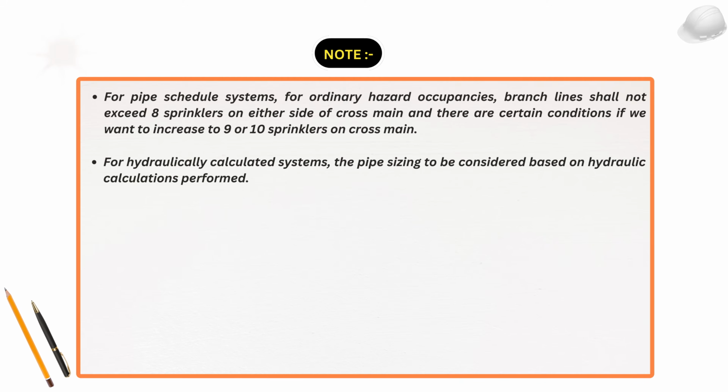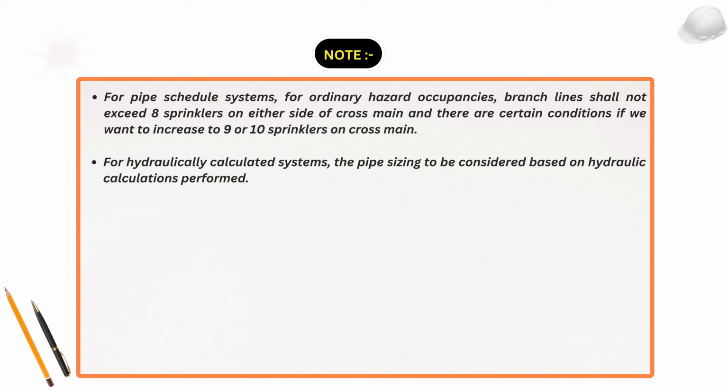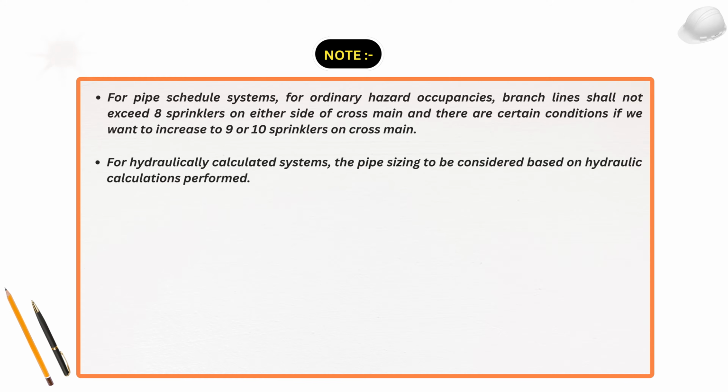Please note, for pipe schedule systems, for ordinary hazard occupancies, branch lines shall not exceed 8 sprinklers on either side of cross main, and there are certain conditions if you want to increase to 9 to 10 sprinklers on cross main. For hydraulically calculated systems, the pipe size to be considered based on hydraulic calculations performed.